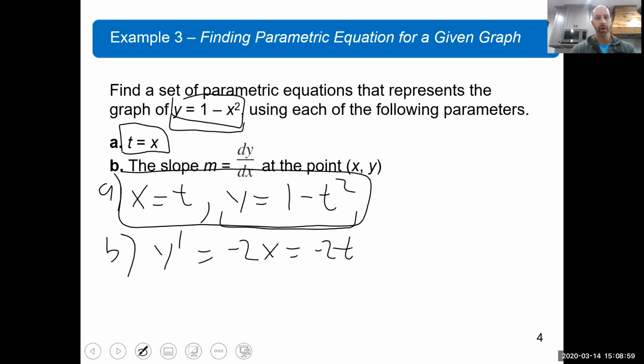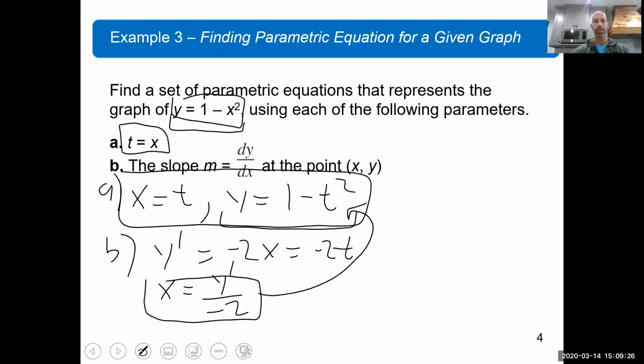And then what we want to do is solve this for x or for t. I'll just go ahead and do it for x since that's how it's written first. So basically what I need to do here is just say that x is equal to y prime over negative 2. So now I have my x component, and now I've got to write my y component. Guess what I'm going to do with my x component? I'm going to plug it right in here for my t component because x and t are equivalent. So this is going to be y equals 1 minus y over negative 2 squared.